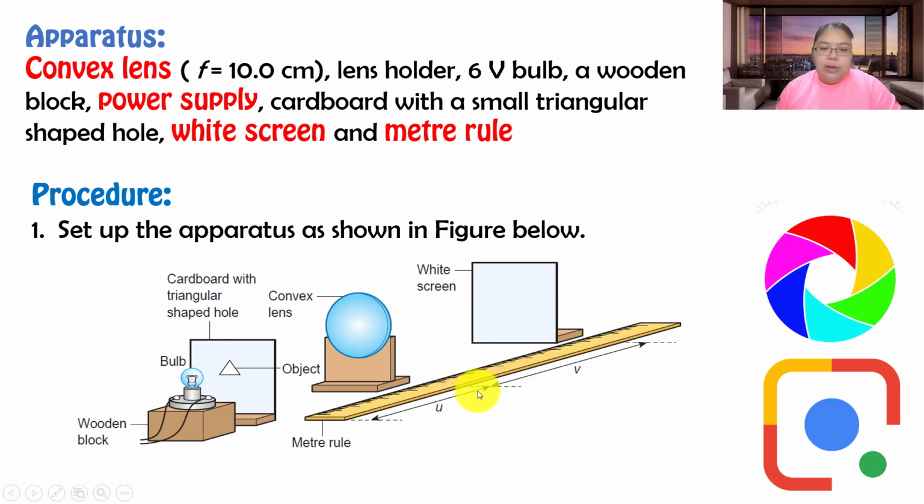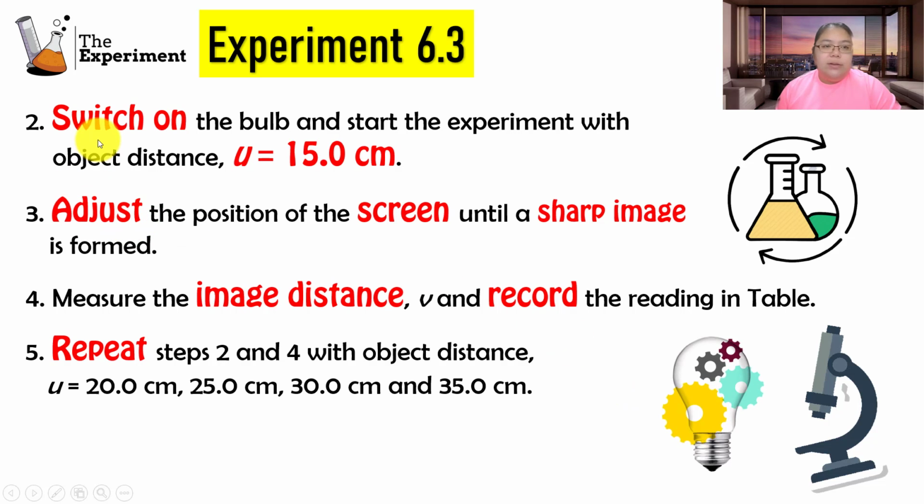So this one we measure as the object distance, from the triangle holder until the lens. This one is the object distance. So from the lens to the screen, that one is the image distance. Okay, first you set up.